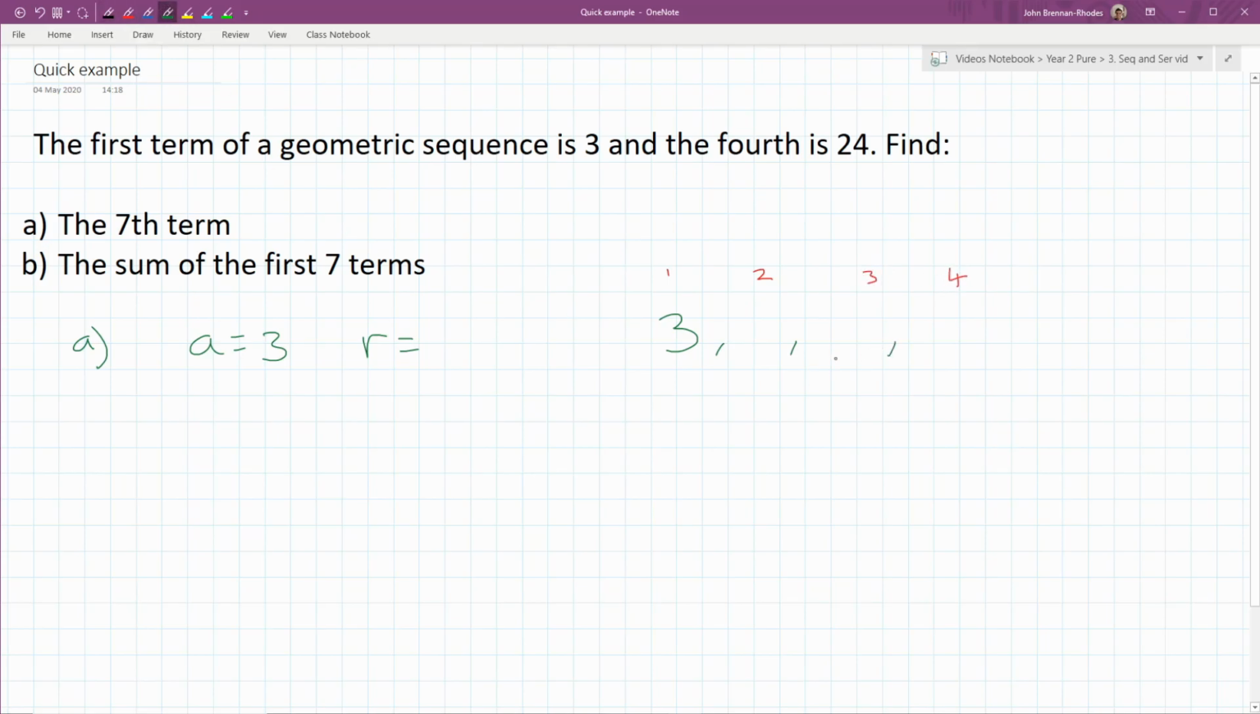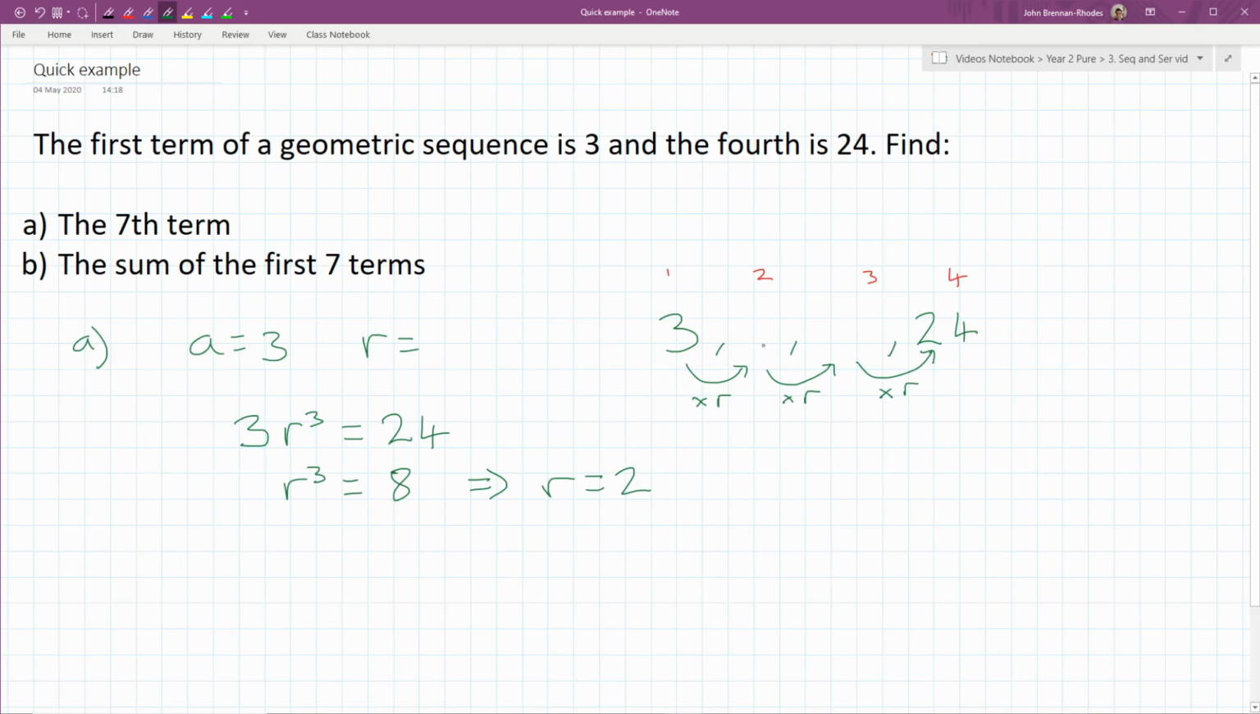So I've got the first term, second term, third term, and the fourth term. And I can see that I don't know what the second and third terms are, but I do know this one is 24. So I can see that if I multiply by r, I get that. If I multiply by r, I get that. And if I multiply by r again, I get 24. So I can see that 3 multiplied by r 3 times, r cubed, is equal to 24. So r cubed is equal to 8, and we discover that r is 2.